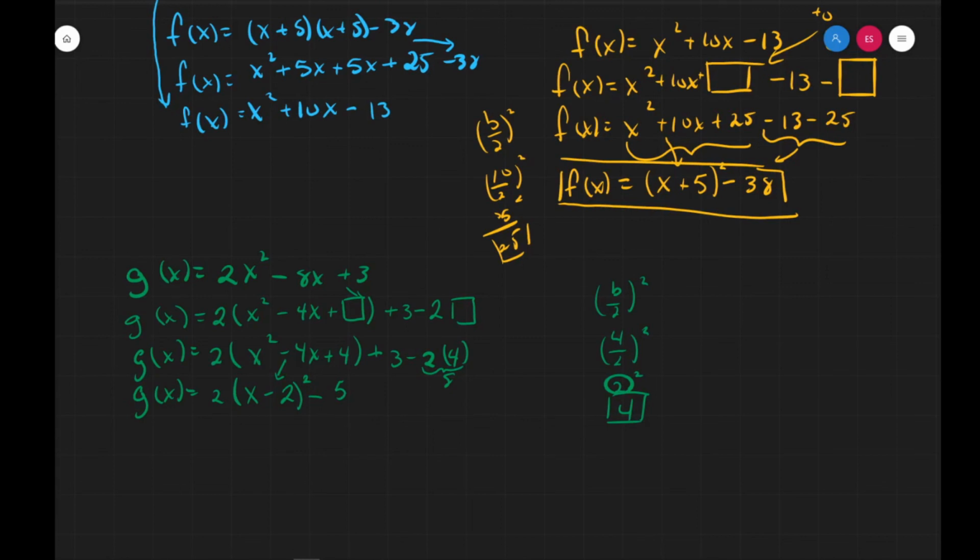Okay, so those are the two main examples I can give you. You'll have an assignment, and we will have a time to hang out later today.